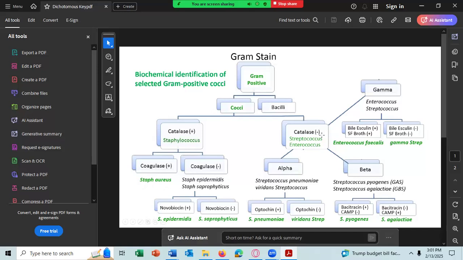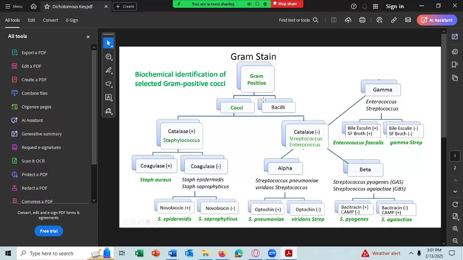Let me state here on the catalase negative, it's not telling you what this test is, but it's gamma, beta, and alpha. This is growing the culture on blood agar and then looking at the hemolysis pattern. So that would be gamma hemolysis, beta hemolysis, and alpha hemolysis. Any question about any of that?